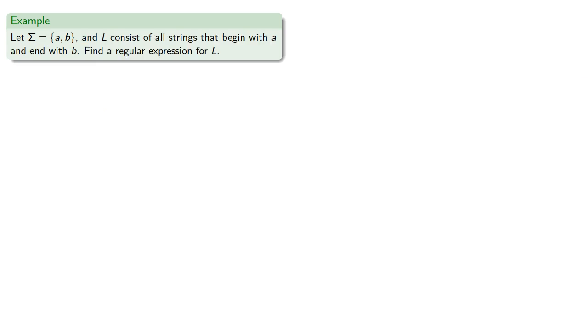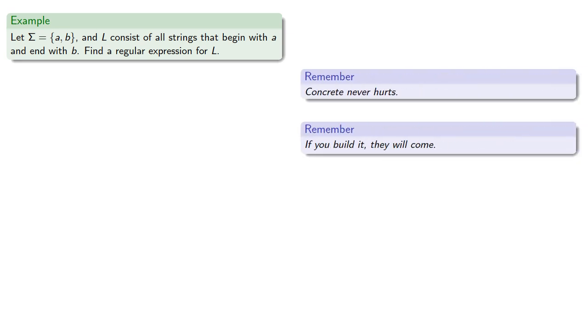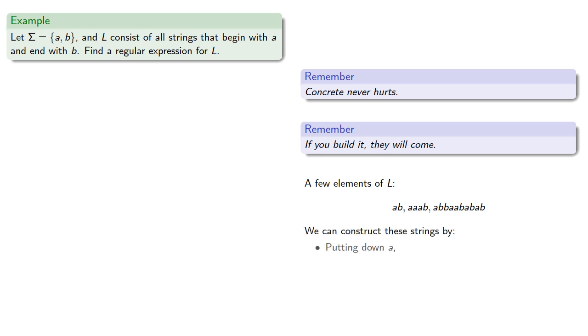Now every regular language should have a regular expression defining the language, so let's try and find one. Let our set be A and B, and let L consist of all strings that begin with A and end with B. Let's find a regular expression for L. So remember, concrete never hurts, and if you build it, they will come. So let's consider a few elements of L. We can construct these strings by putting down an A, following with any number of A's and B's in any order, and then ending with B.